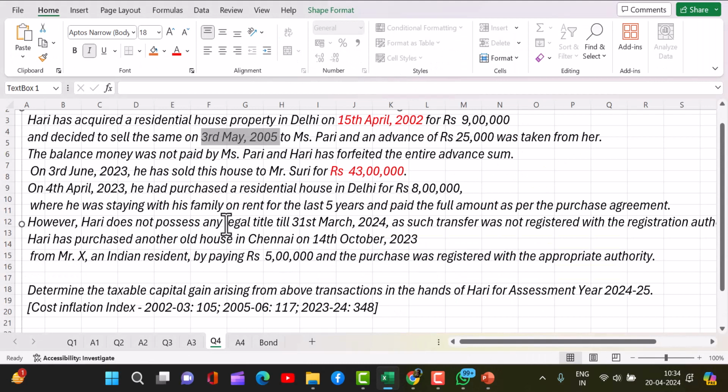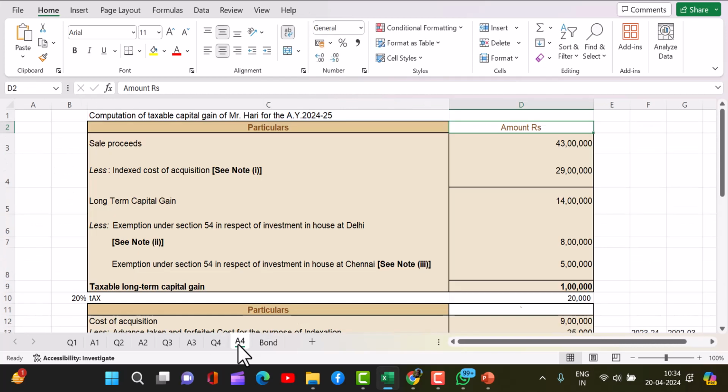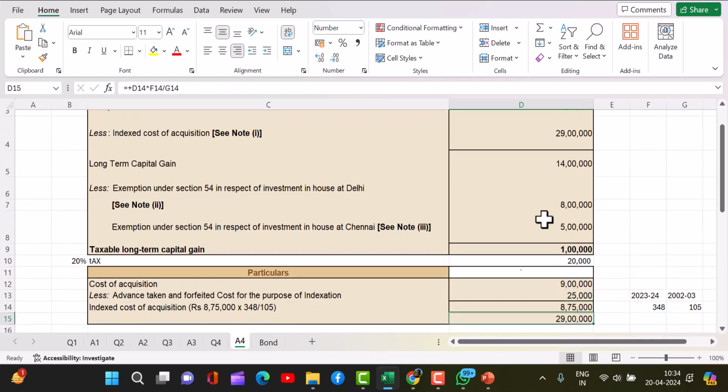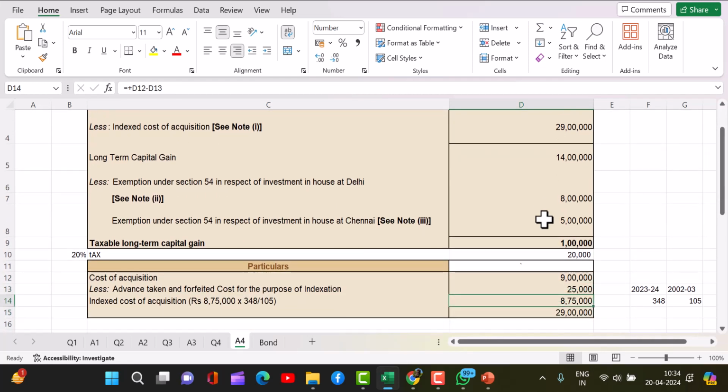So just here, you have received the advance on 3rd May 2005. How much? 25,000. So if you just go here and look at this, your cost of acquisition was 9 lakhs. Advance received was 25,000 because it was before 2014. So your cost of acquisition has become 8 lakh 75,000. Which means that your cost of acquisition is going down. So that means your tax liability is going up in this year.